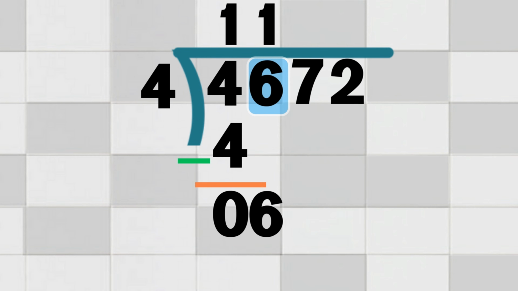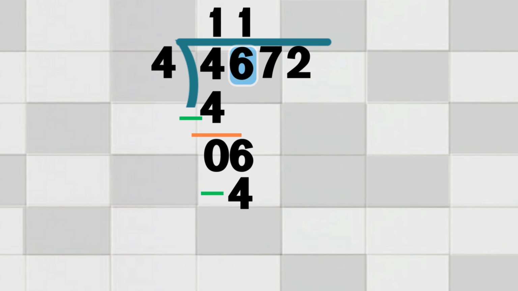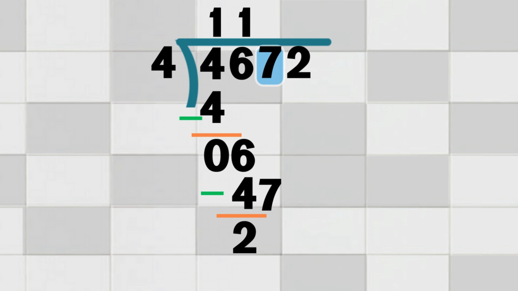Multiply and subtract again. Now multiply. 1 times 4 equals 4. Now subtract. 6 minus 4 equals 2. We write the 2 under the 6. Bring down the next digit. Now we bring down the next digit from the dividend, which is 7. We place the 7 next to the 2, and now we have the number 27.